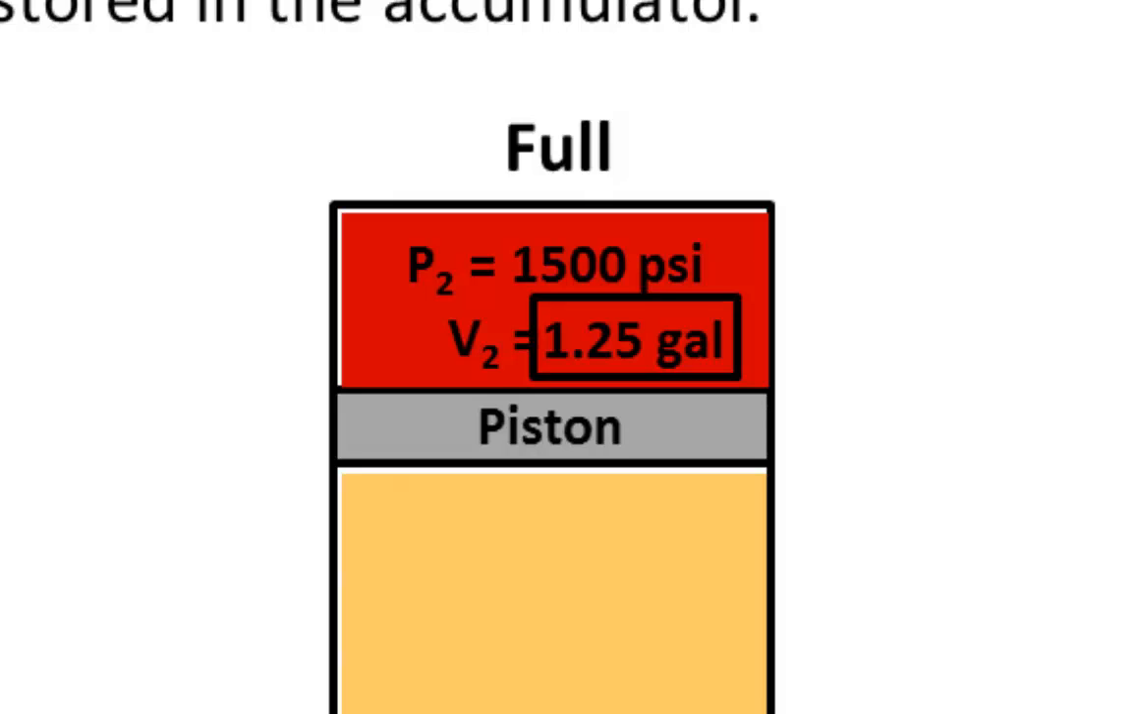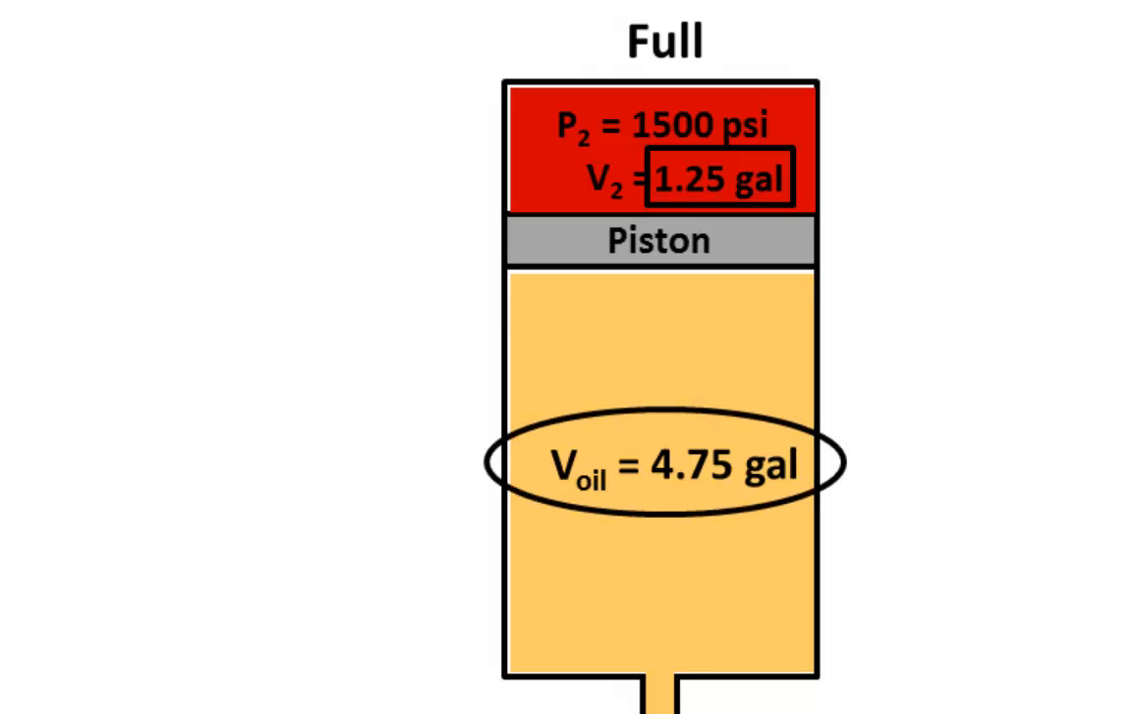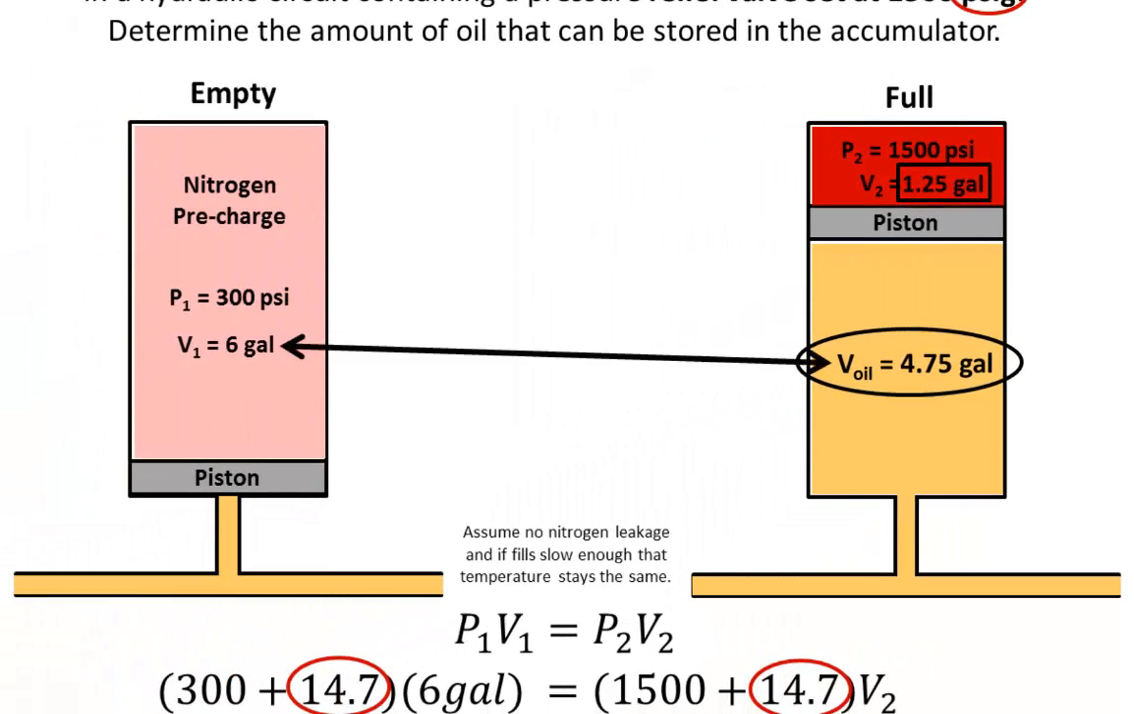But that's really not what we were looking for. We were looking for the oil volume that this accumulator could hold. Well, that's a simple subtraction problem. 6 gallons total, 1.25 gallons taken up by the compressed nitrogen, which leaves 4.75 gallons for the oil. So that's the answer we were looking for. So this 6-gallon accumulator will hold 4.75 gallons of hydraulic oil.